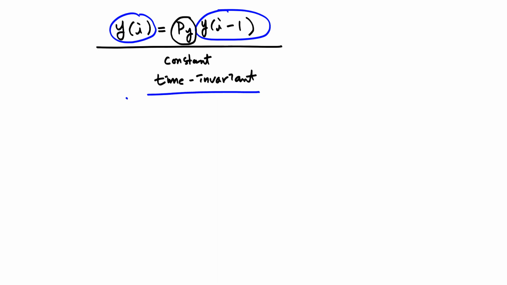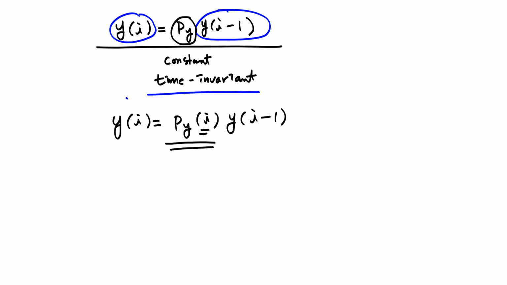Can this parameter p sub y change? Yes. So we can have equations something like this: y of i is p sub y of i times y of i minus 1. So in this case, this parameter p sub y depends on time. Not only y values change over time, but also this parameter value p sub y changes over time. And this is called a time varying equation. Since this is a linear equation, we can say it's a linear time varying equation.